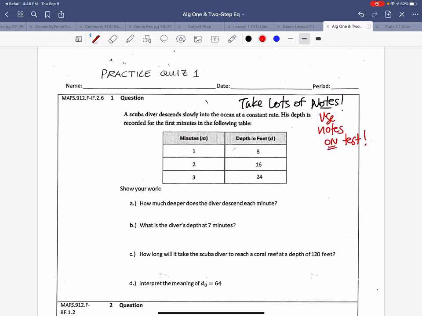Okay. The scuba diver descends slowly into the ocean at a constant rate. Okay, so that means each time it looks like they're going 8 feet deeper, 8 feet deeper, 8 feet deeper. So each minute they're going 8 feet deeper. So we notice this is 1 times 8, 2 times 8, 3 times 8, right? How much deeper does the diver descend each minute? And it says this is in feet, all right? So 8 feet deeper.